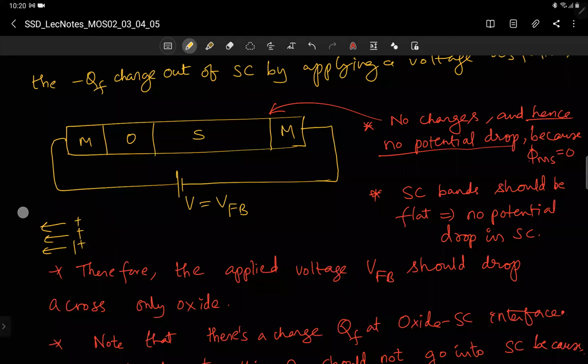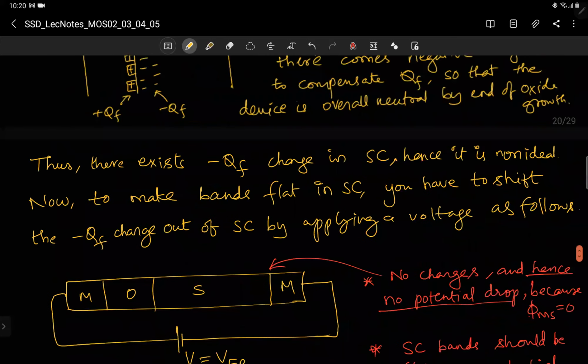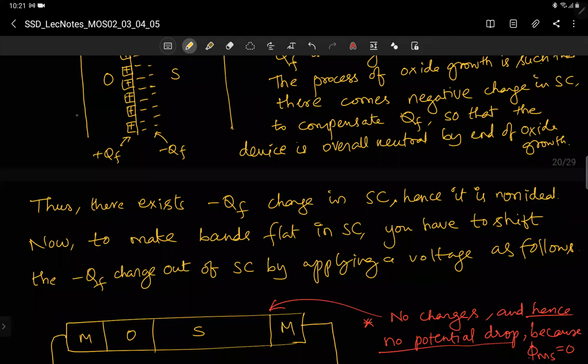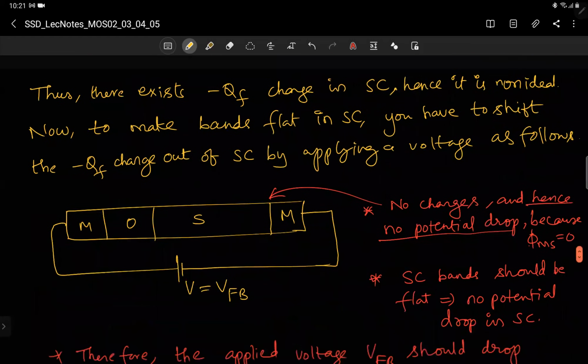So you don't want to have any field in the semiconductor. Entire field should be in the oxide due to that plus QF. So you should have a minus QF on the metal. If you supply that much charge from the battery, you are going to have field only in the oxide and not in the semiconductor. What indirectly you are doing is you take this MOS junction, put metal and so on, and then apply a battery to this negative charge. What the battery does is take this negative charge and put it on the metal. All right. So now what should be the voltage?